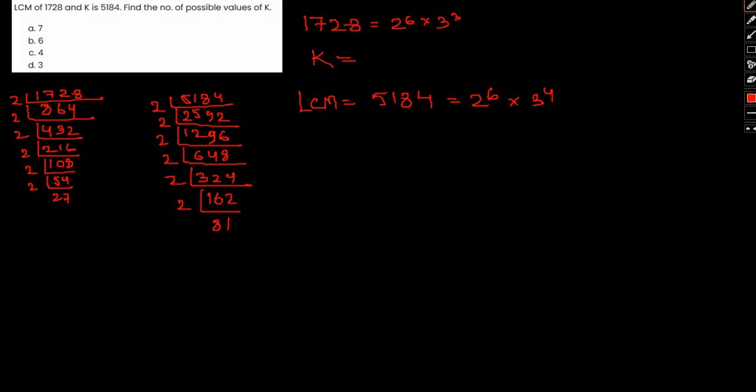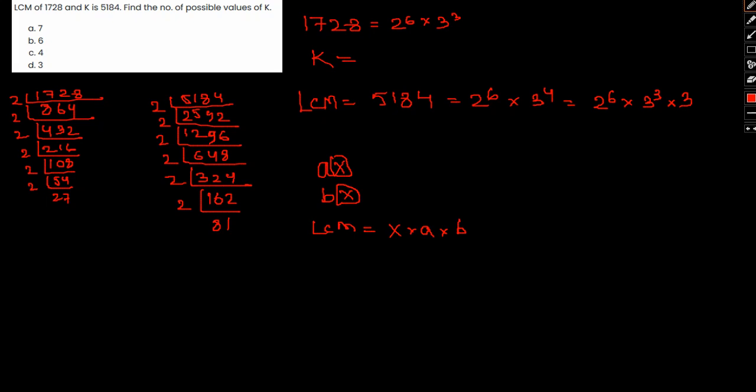Now notice one thing. Suppose I have two numbers, one being ax and another being bx. The LCM will be the common part x, into a, into b. In this regard, I can again write this as 2 to the power 6 into 3 to the power 3 into 3.